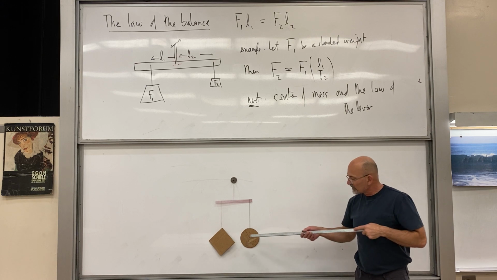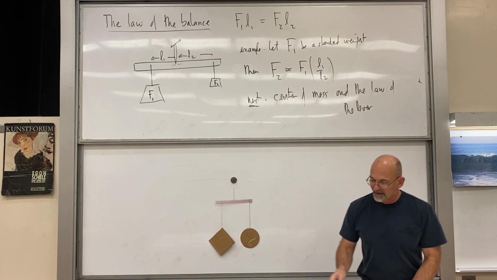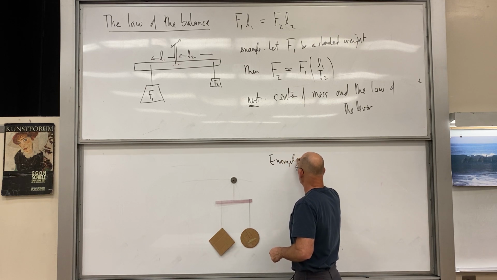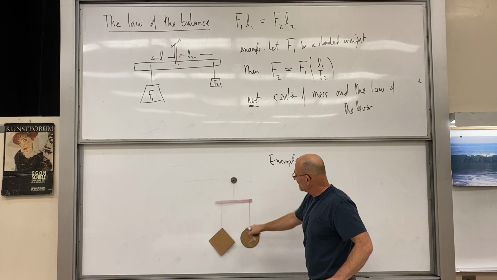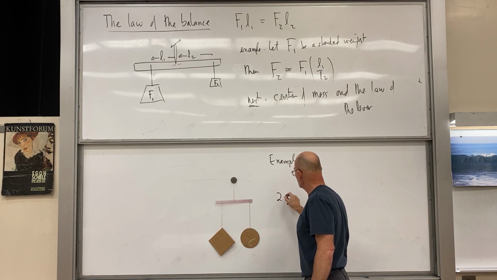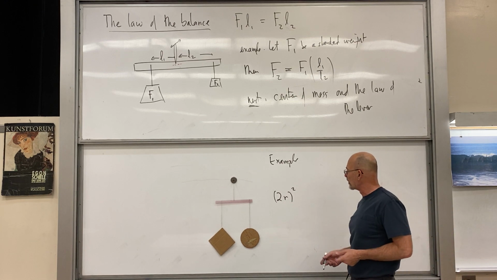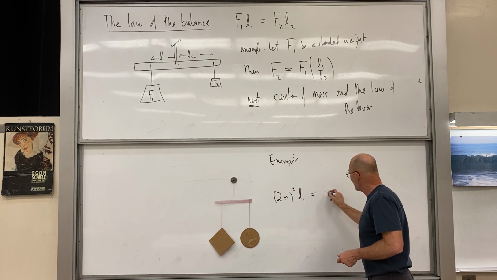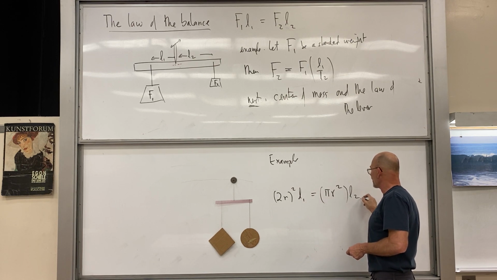Now, because there's a geometric ratio here, there's actually one more thing that we can say. So for this example, same cardboard, we have this F1 and this F2. We have on the left side 2r squared, the area and the weight will be proportional, times L1 is equal to pi r squared, which is the area of the circle, times L2.